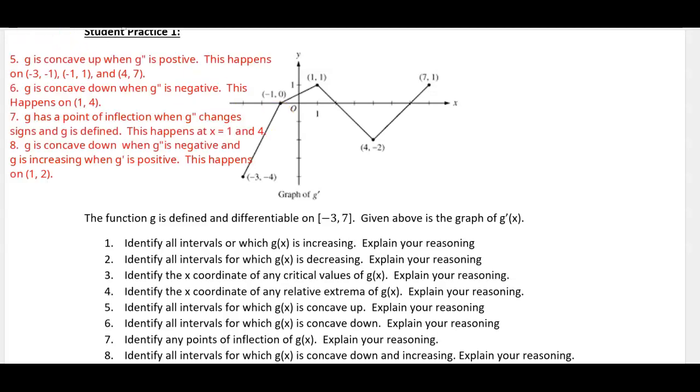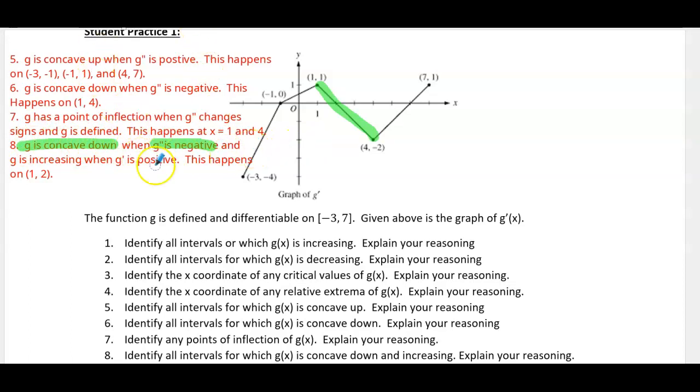All right, guys, and so here is the solution. I'll let you guys go ahead and study this one. Number 8 is probably a hard one. I'll go through that really quick. G is concave down when G double prime is negative. Now, G double prime is negative anytime the slope of this graph is going in a downward direction. So this whole piece right here is where my G prime graph is a negative slope. Therefore, G double prime is negative, and that means that G would be concave down on those regions.